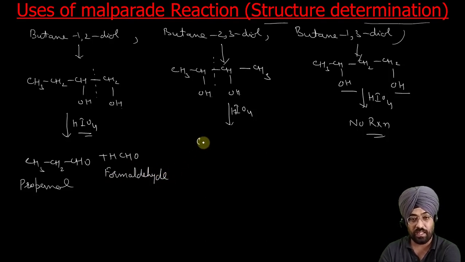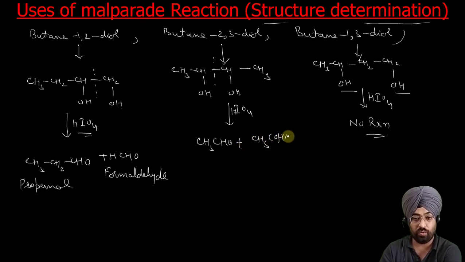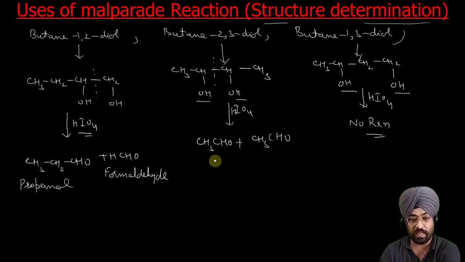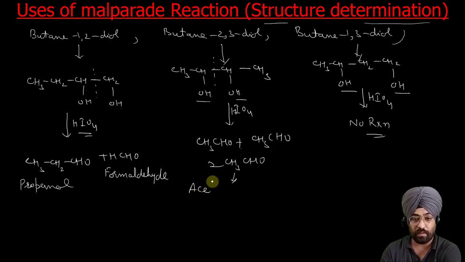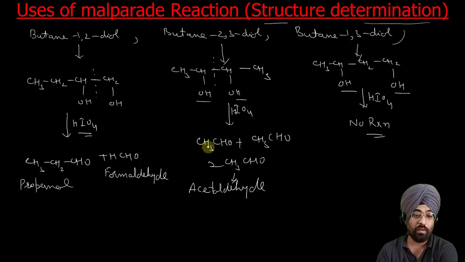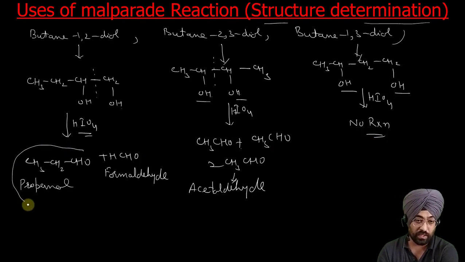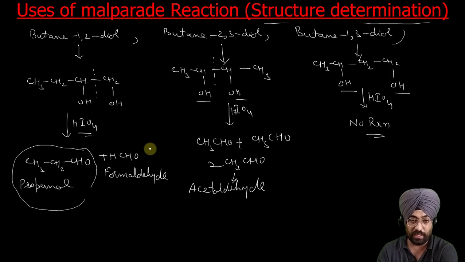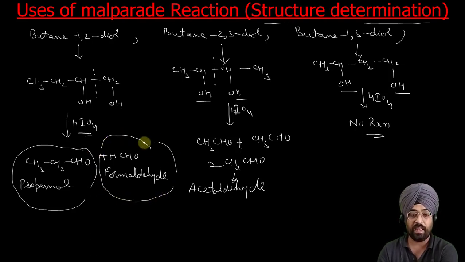Here the product is CH3CHO plus CH3CHO. So we can write 2 CH3CHO, acetaldehyde, as the product. And this butane 1,3-diol does not undergo any reaction. So now after determining the structure of products, we can determine that these products have been obtained. We can design the reactant.